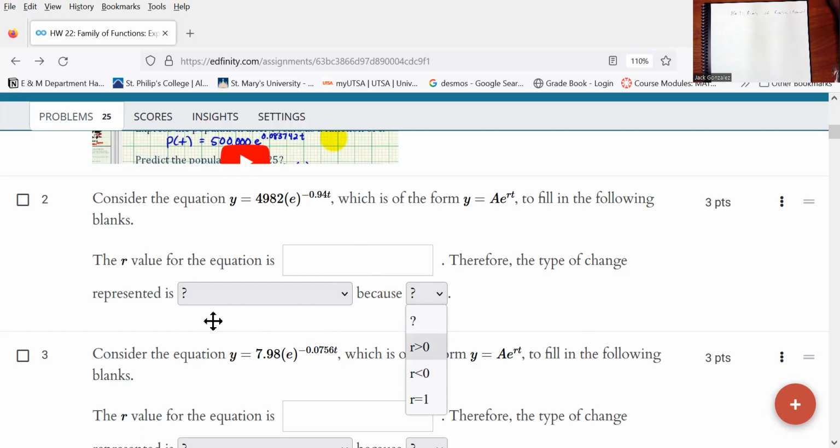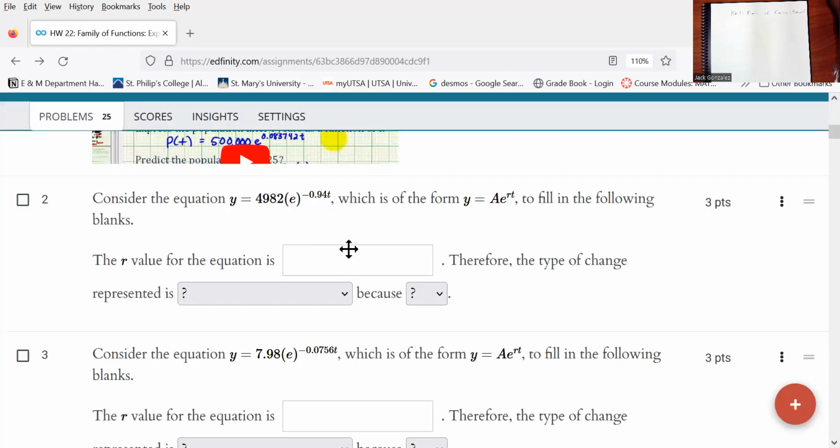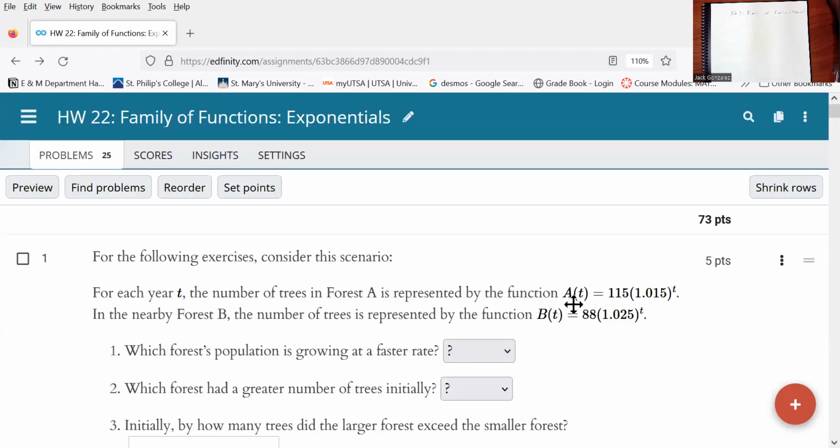Now, if you look at number 1, see how this is e to a negative power? Over here we had some number to the t. If this number inside is less than 1, like a fraction between 0 and 1, then it's decaying as well. Here it's bigger than 1, 1.025. If those two numbers are bigger than 1, it will be growth.